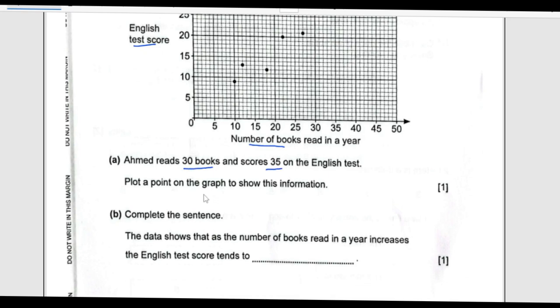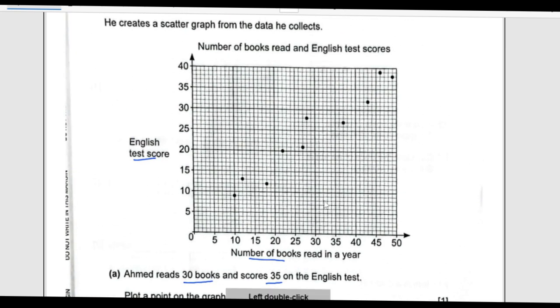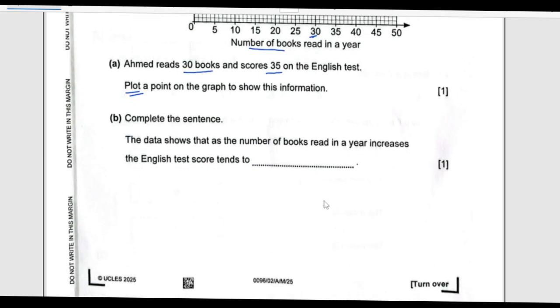Plot this point. We need to plot 30 books. 30 books are here on this side, right? And then the score is on the other side. So 30 will go along this. This is 30 here up to 35. 35 is here. So the point is going to be this one here. Okay, 1 mark.